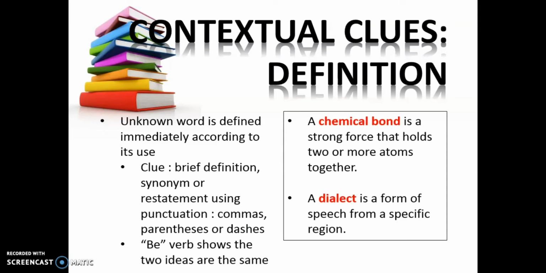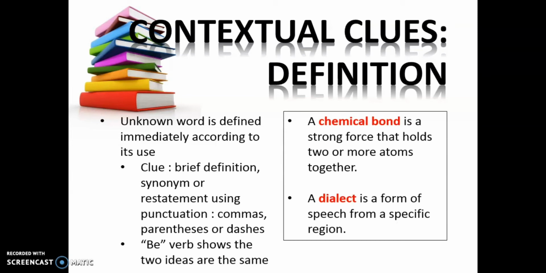We can spot the clues in a sentence that shows definition. What is definition? Normally, the author will define the unknown word immediately according to its use. You can always spot the clue through brief definition, synonym, or restatement using punctuation such as commas, parentheses, or dashes. And a be verb shows the two ideas are the same.